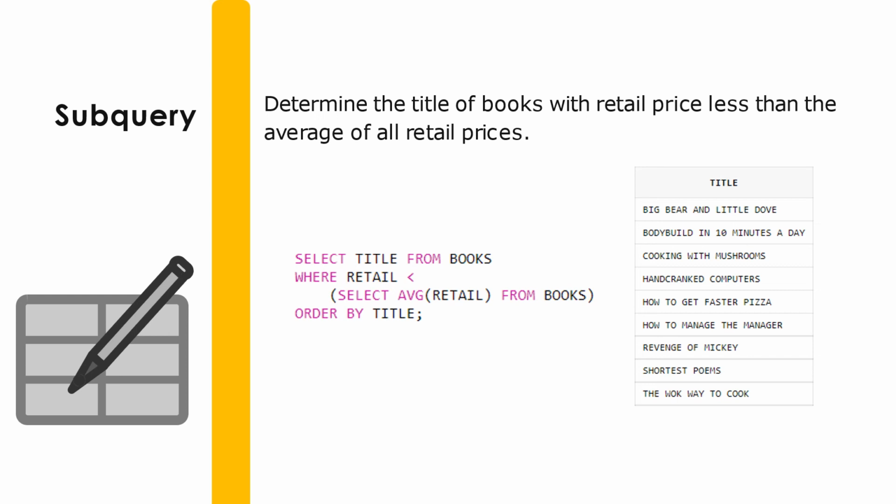And then that single value, which is the average retail price, is what we're going to use in our outer query. In our outer query, we're selecting the title from books for which the retail price is less than the average price that we have gotten from our inner query. The results can be found on the right side of our slide.